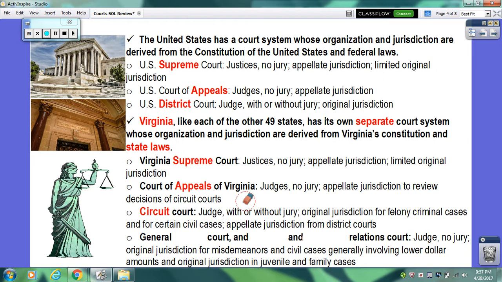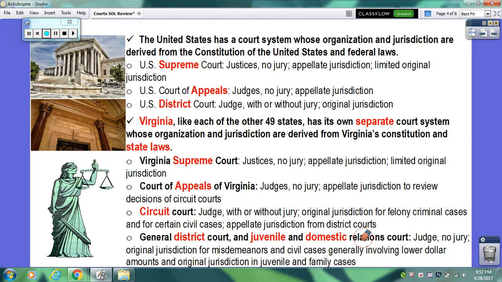The last levels of court here in Virginia are going to be the General District Court and Juvenile and Domestic Relations Court. So on this level, you would have a judge. There really would not be a jury for the most part, and this would have original jurisdiction for misdemeanors, as well as civil cases involving lower dollar amounts. I believe it's dollar amounts below $15,000. So if there was a higher amount, it would start in the circuit court.